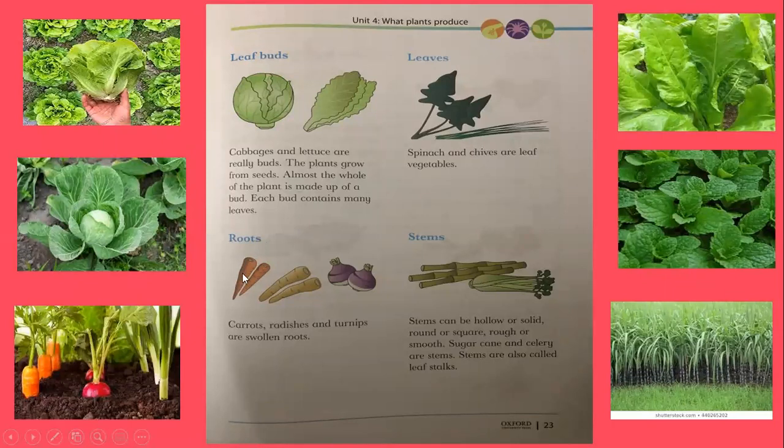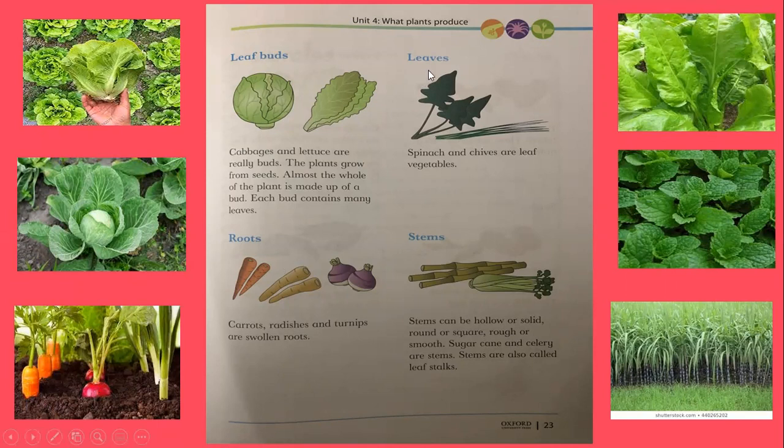Now roots. The part of a plant which we call roots is inside the ground, inside the soil. Carrots, radishes, and turnips are swollen roots. Look, it means these parts of the plant become swollen and they look like this. They are these vegetables: carrot, radish, turnip, and many more. They are inside the soil. So these vegetables are the roots of the plants.